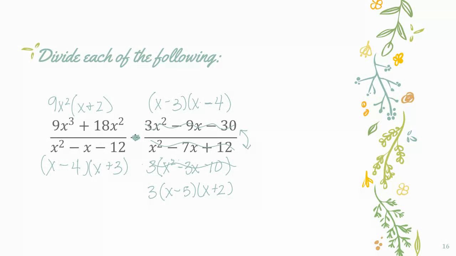Now that I've got everything factored, I'm going to go through and cancel stuff. So I'm going to cancel the x plus 2s. I'm going to cancel the x minus 4s. I'm going to cancel a 3. I think that's it. So let's multiply what we have left. On top, we have 3x squared times x minus 3. And on bottom, we have x plus 3 times x minus 5. There we go.